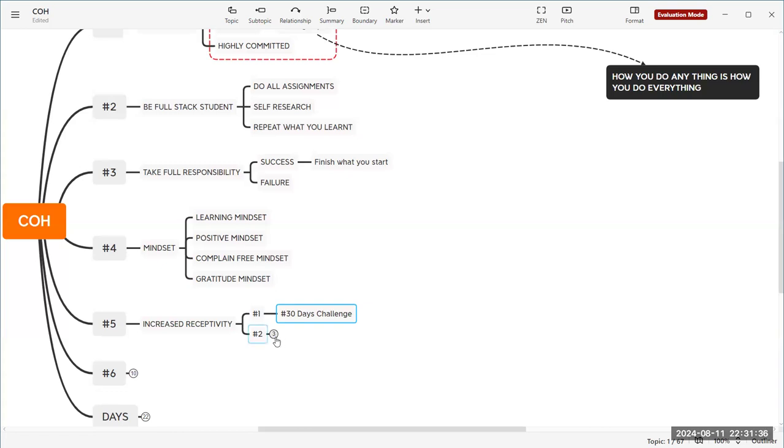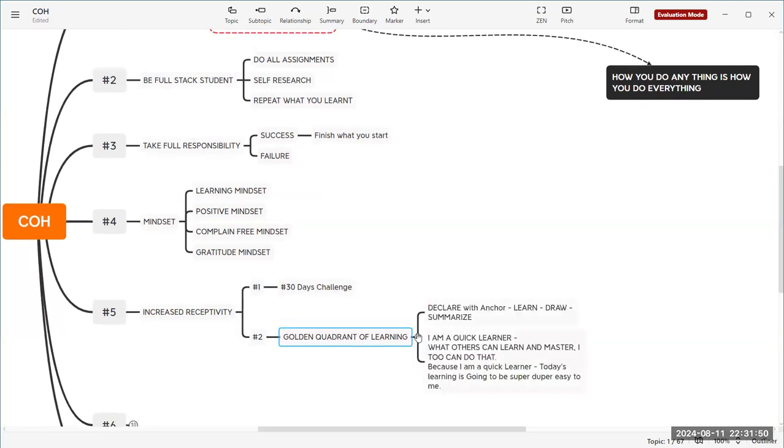But when it comes to learning, I want you to apply this framework, which we call the golden quadrant of learning. The golden quadrant of learning comes with 4 steps. The very first one is declaration with the anchor. This is the first step. And then you take a deep dive into deep learning. When you take a deep dive into deep learning, you do these 2 elements here.